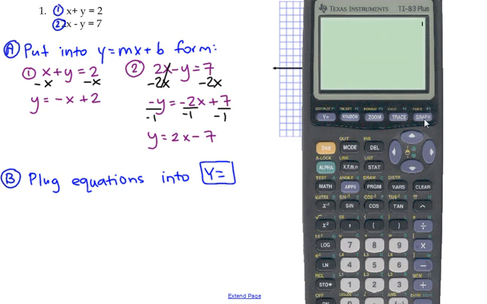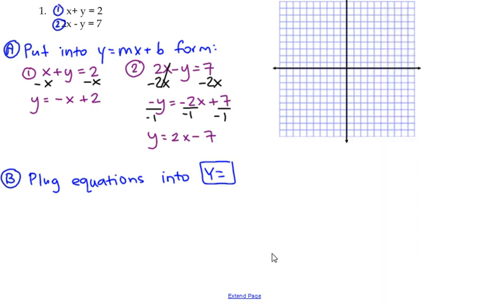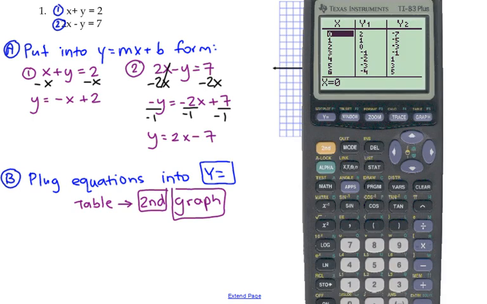Second graph. Now, you have y1 and y2. So second graph is how we get to our table. So table, we do that by second graph. And that's another way we can get points to plot. So for example, the first graph, let's find 2 points to plot. And then we'll draw a line.